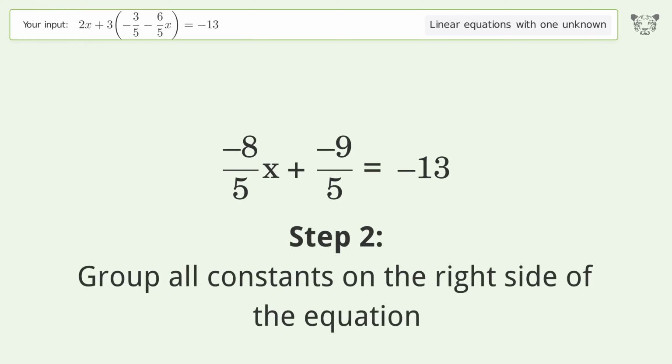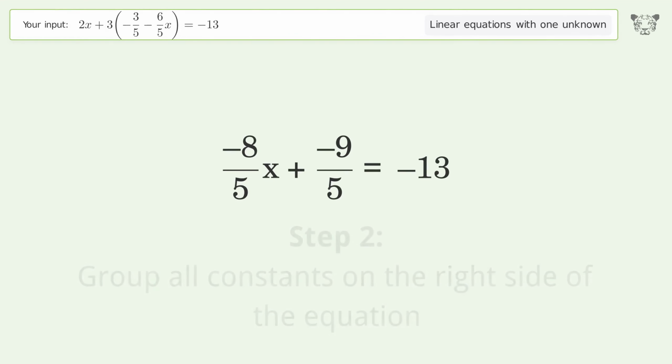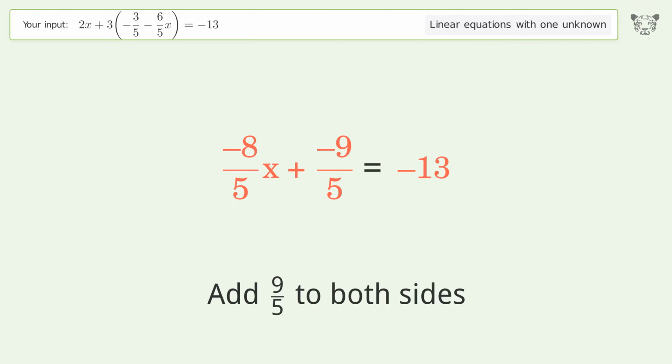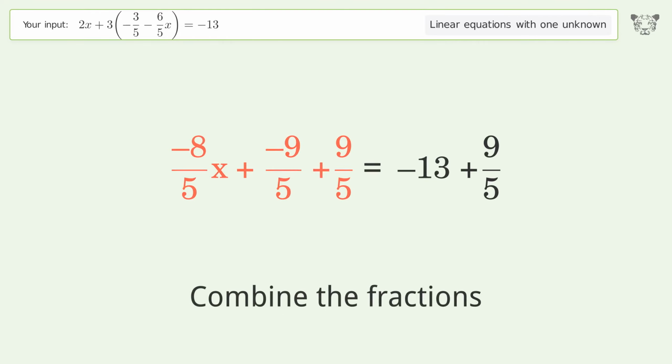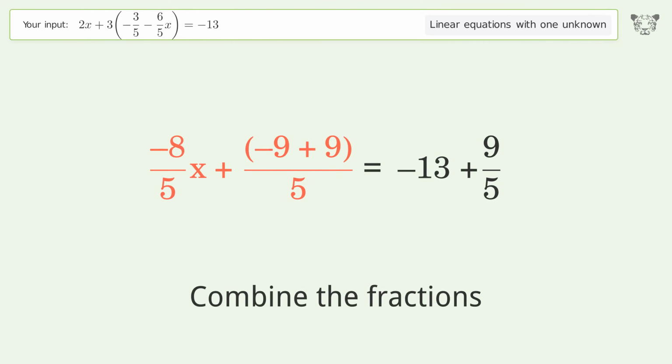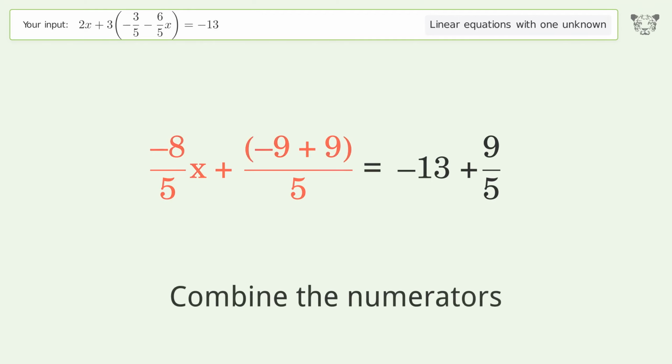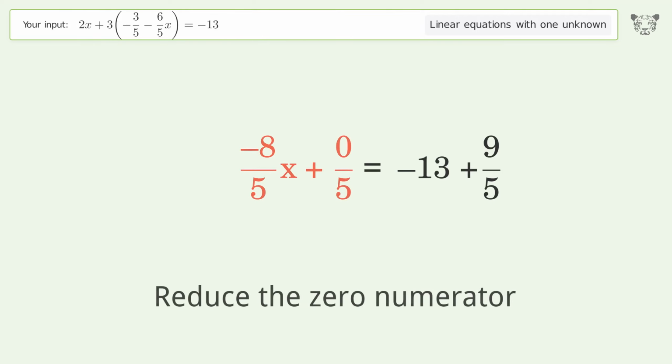Group all constants on the right side of the equation. Add 9/5 to both sides. Combine the fractions. Combine the numerators. Reduce the zero numerator.